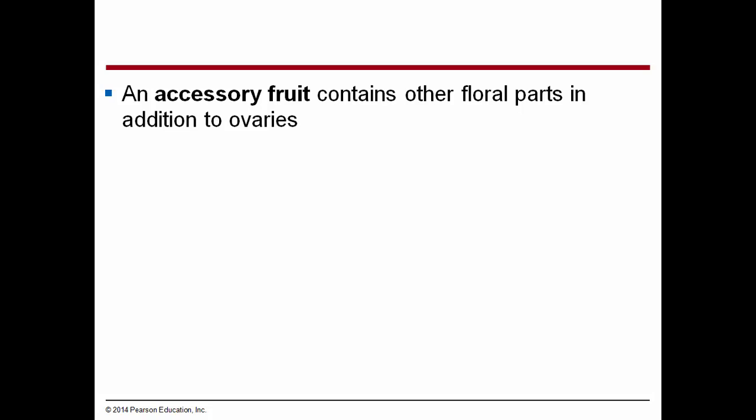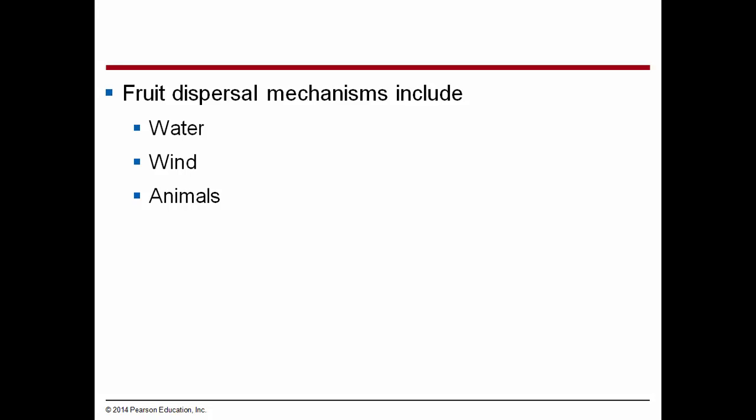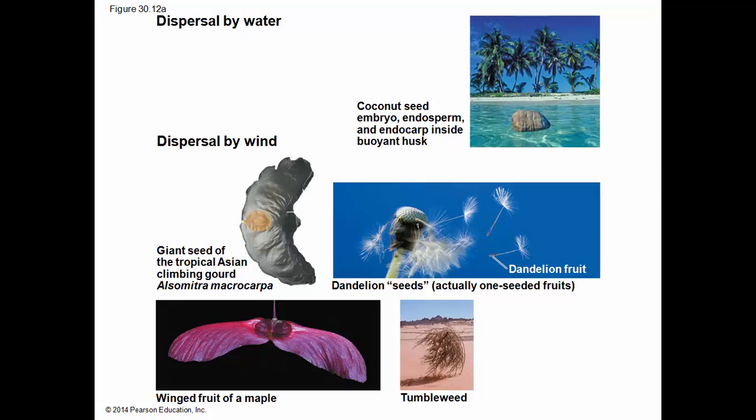An accessory fruit contains other floral parts in addition to ovaries. Fruit dispersal mechanisms include water, wind, and animals. Basically, any way that fruit can get around. Dispersal by water, dispersal by wind.